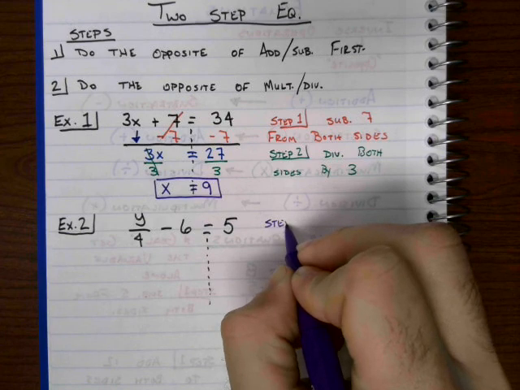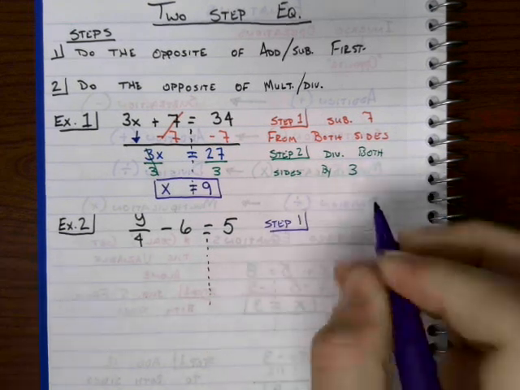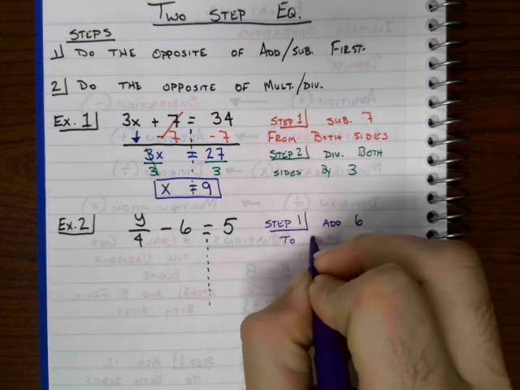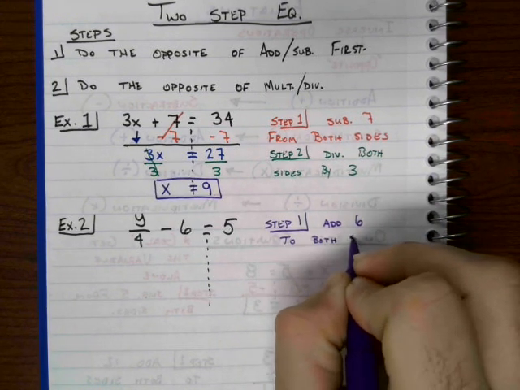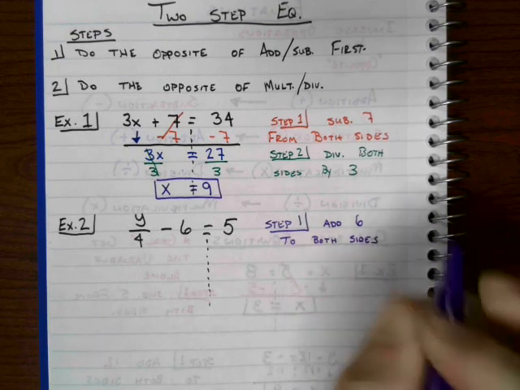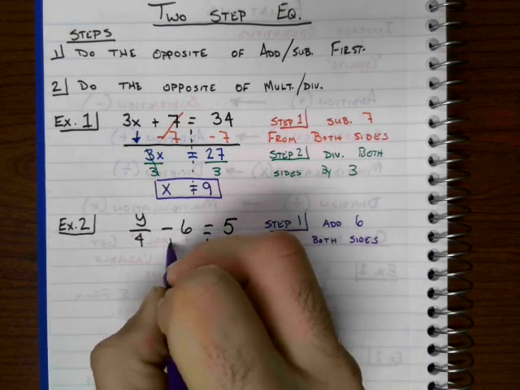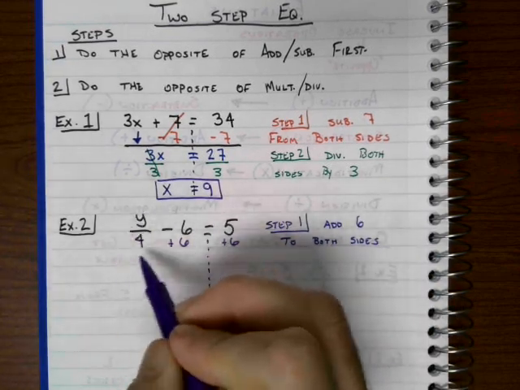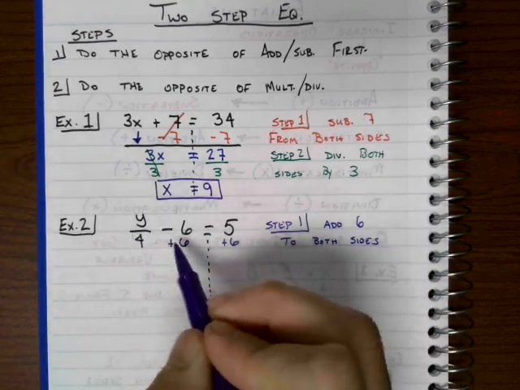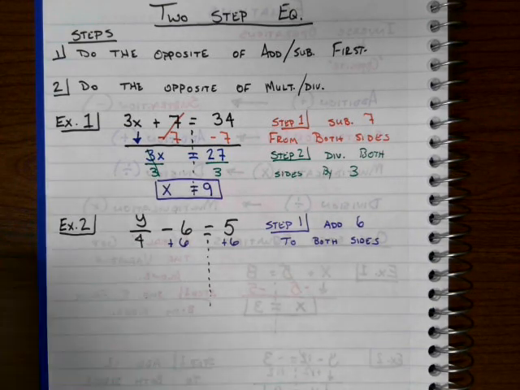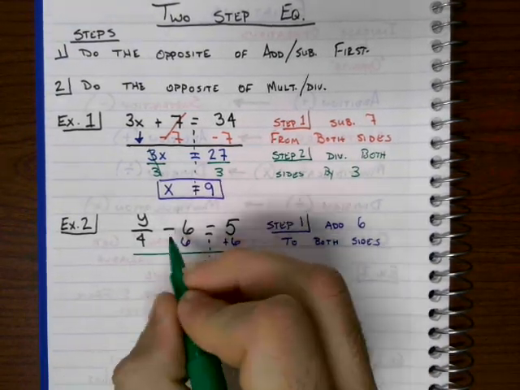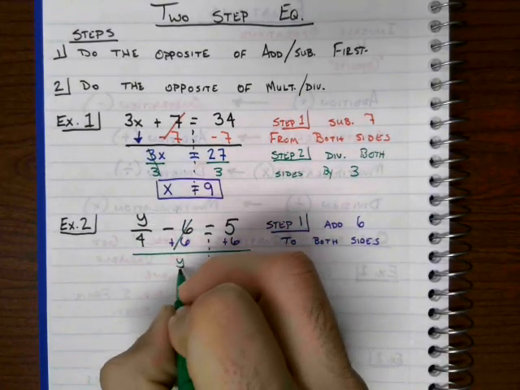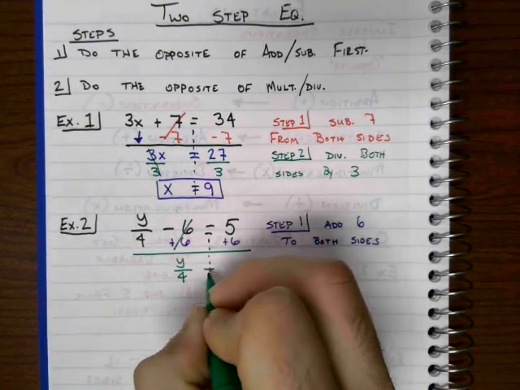step 1, I'm going to add 6 to both sides. So the opposite of minus 6 is plus 6. What I do to one side, I have to do to the other. I can't add 6 to this because this is division. These aren't the same. So once I do that, those will cancel. All I have left now is y over 4 equals 5 plus 6 is 11.